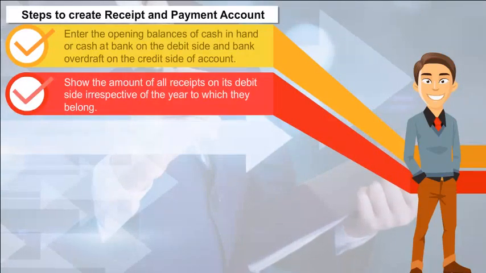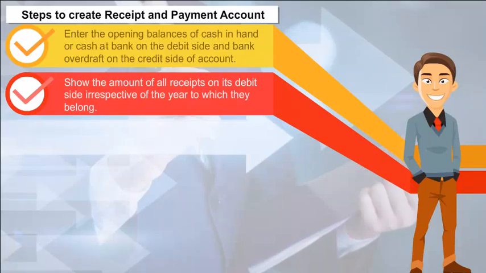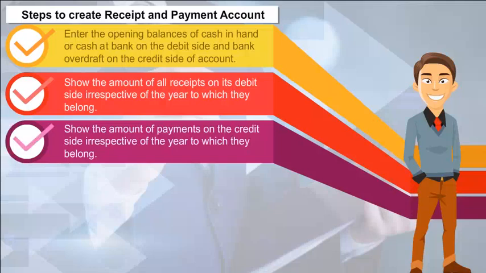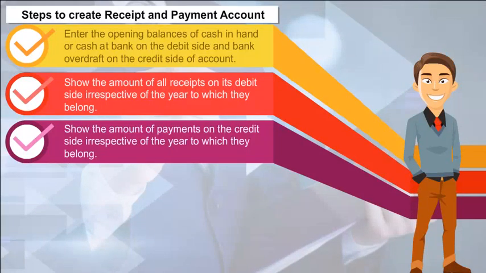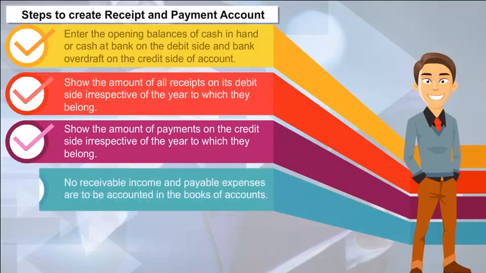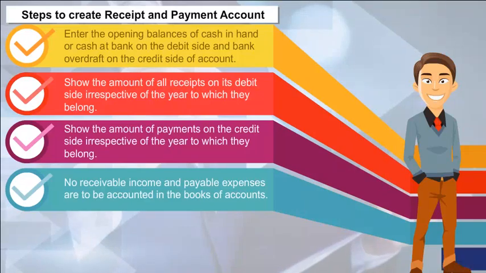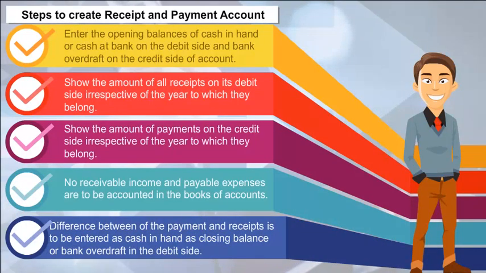Show the amount of all receipts on its debit side, irrespective of the year to which they belong. Show the amount of payments on the credit side, irrespective of the year to which they belong. No receivable income and payable expenses are to be accounted in the books of accounts. The difference between the payments and receipts is to be entered as cash in hand as closing balance, or bank overdraft, on the debit side.